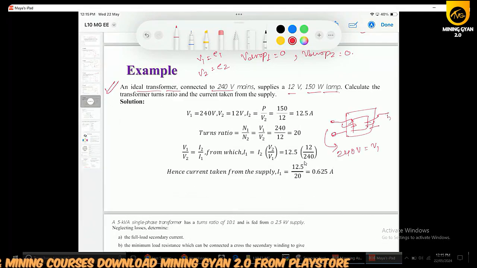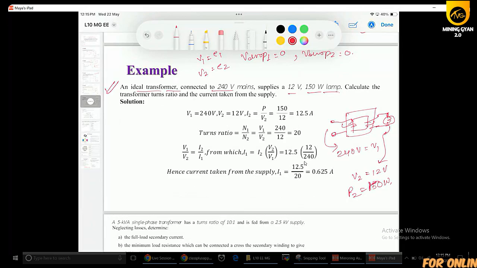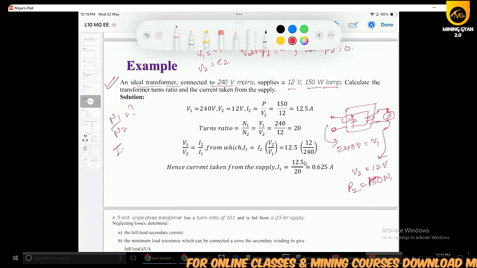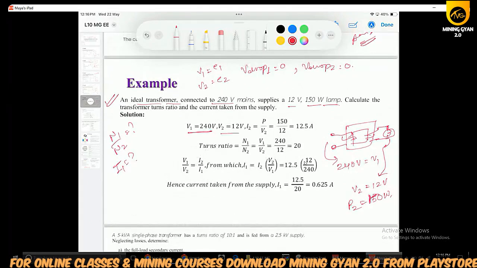Okay, and in the secondary side they have connected one lamp as the load. So the load is getting how much? V2 of 12 volts, and P2 will be 150 watt, means the lamp is consuming power of 150 watt. Then we have to calculate the transformer turns ratio, N1 by N2, and the current taken from the supply, means I1, we have to calculate. So how to calculate these things? First they have given V1 equals 240 and V2 equals 12 volt.